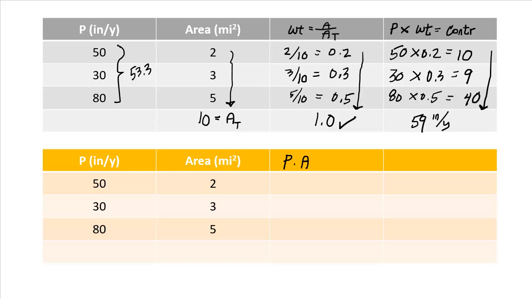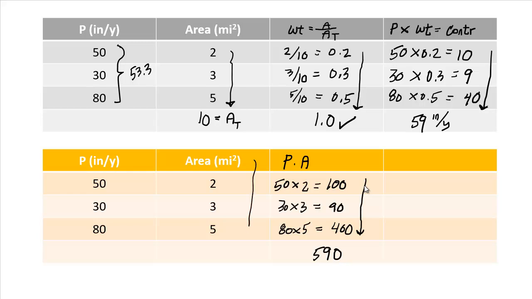So I'm just going to multiply 50 times 2, and I'm going to get 100. And then 30 times 3 is 90, etc. And next, I'm once again going to sum all these products. So that's 590. And I'm also going to sum all the areas to get the total area of the watershed. Again, I did the same thing up there. It's 10. And now, to get the weighted average, all I need to do is take the sum of these terms divided by the total area.